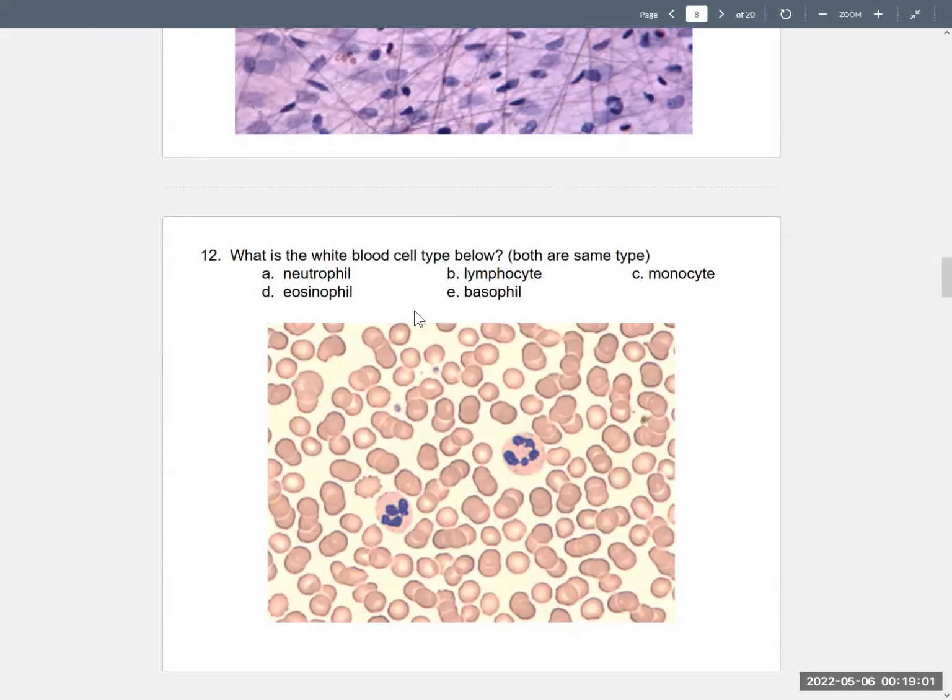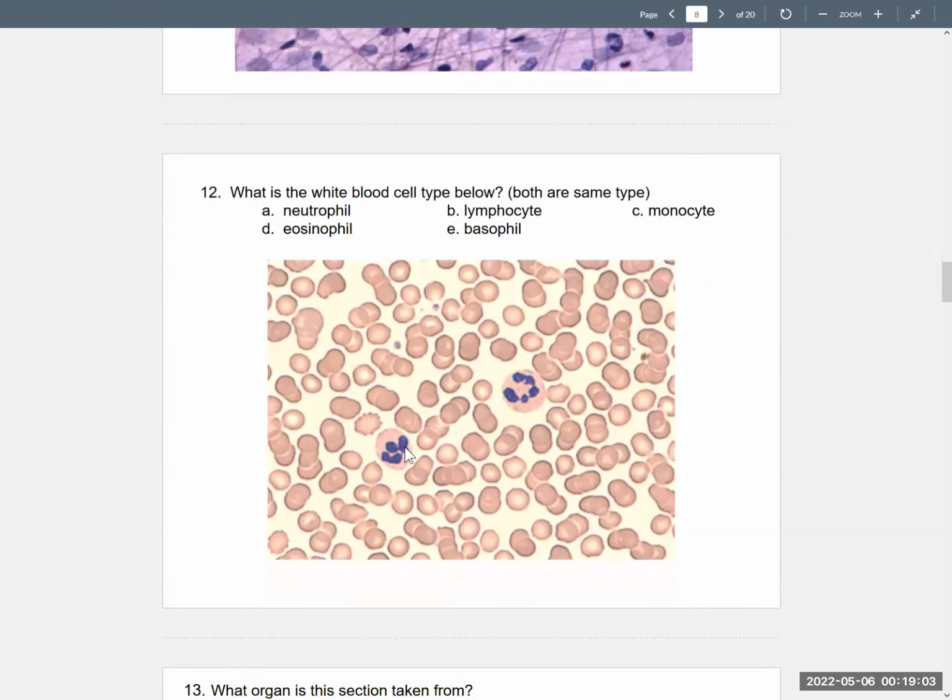Another single. There are two white blood cells. They're both the same type of white blood cell. What's the type? Neutrophil. Anybody disagree? It's a neutrophil. Multi-lobed nucleus. These are pretty big neutrophils, by the way.